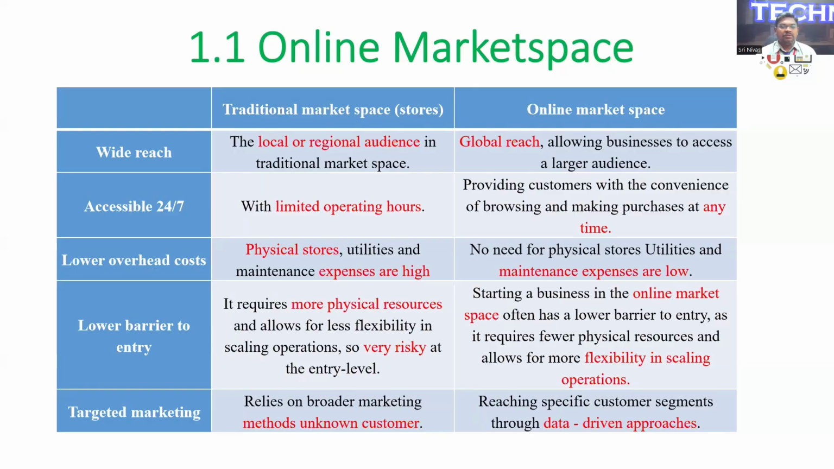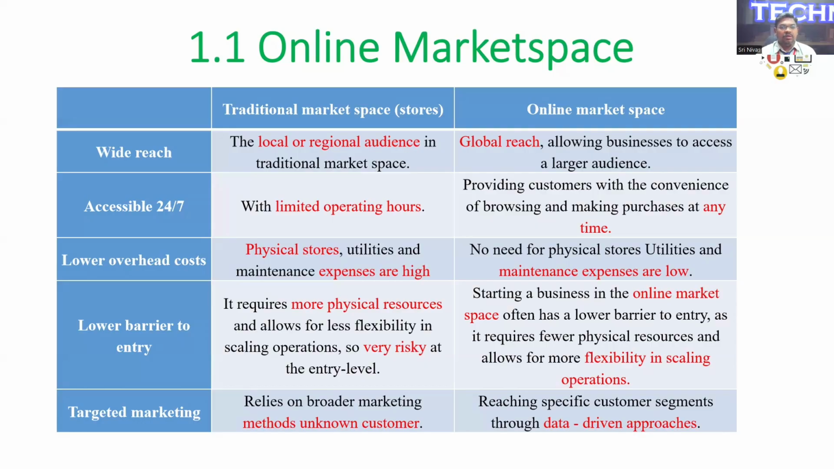The second one is accessibility. How is accessibility different between traditional and online marketing? In traditional marketing we can access only during limited operating hours, while in the online market space we can provide the customer with the convenience of browsing and making purchases at any time, 24/7. We can purchase any goods online 24/7, so availability is ensured all the time while the customer is purchasing through the internet.